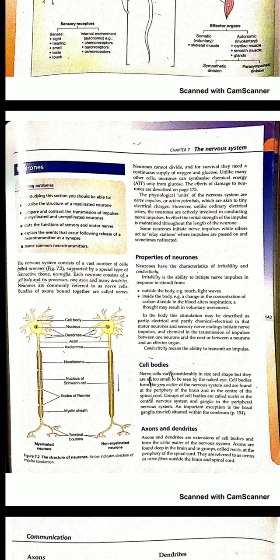Further, the neurons are the structural and functional unit of our nervous system. The nervous system consists of vast number of cells called neurons, supported by a special type of connective tissue. Further, each neuron consists of a cell body and its processes, one axon and many dendrites. Neurons are commonly referred to as nerve cells. Bundles of axons bound together are called nerves.